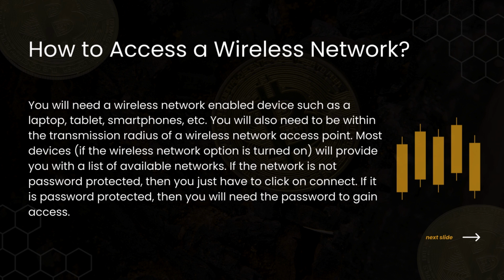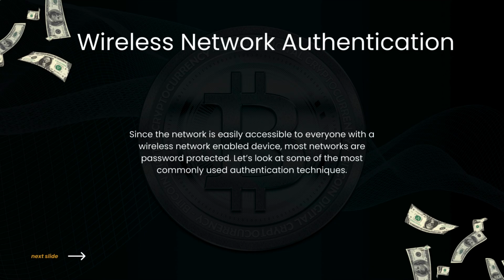How to access a wireless network? You need a wireless-network-enabled device such as a laptop, tablet, or smartphone. You also need to be within the transmission radius of the wireless network access point. Most devices, if the wireless network option is turned on, will provide you with a list of available networks. If a network is not password protected, then you just have to click connect. If it is password protected, then you have to enter the password to get access to the Wi-Fi network.